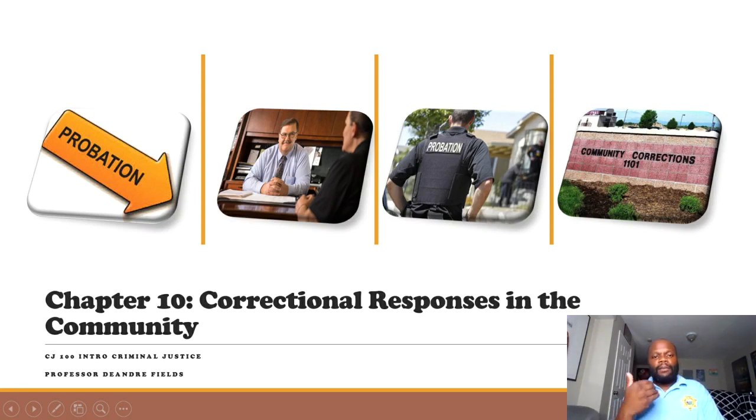However, it is important to note and underscore how there are other forms of corrections, for example, community corrections, and that's what we're going to get into. So this chapter 10 is going to focus on our correctional responses in the community, and as you can see, one of those is probation, but we'll get to that in just a little bit. So let's get right into it, shall we?